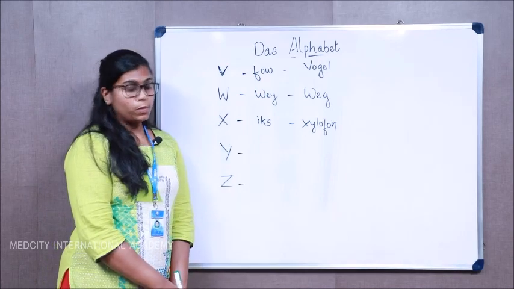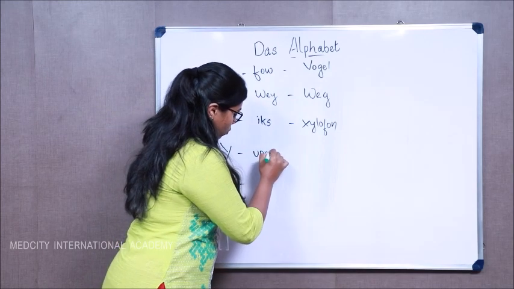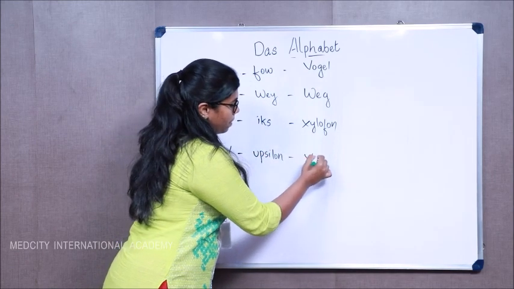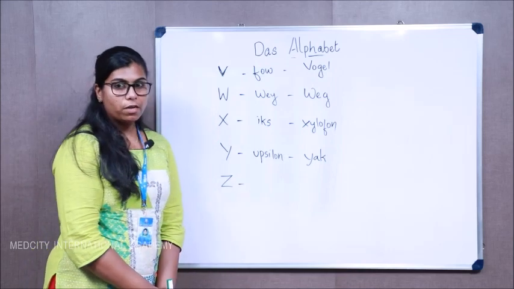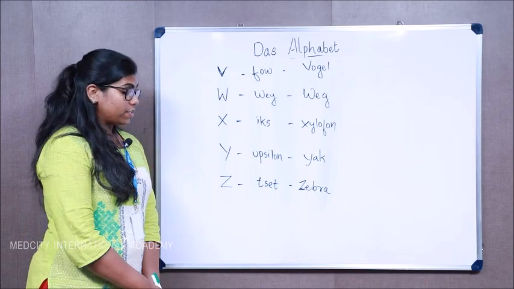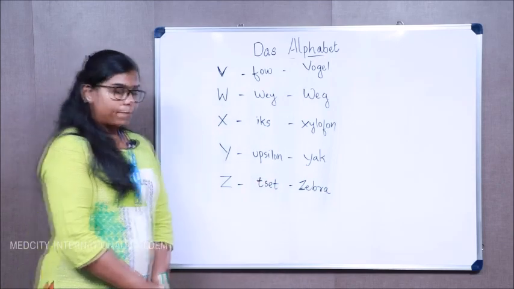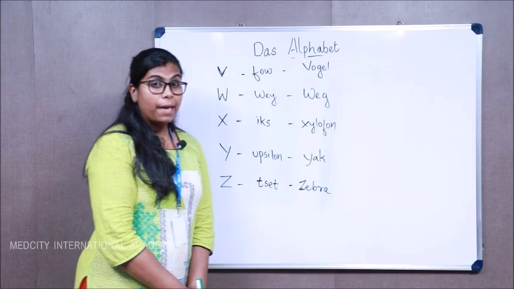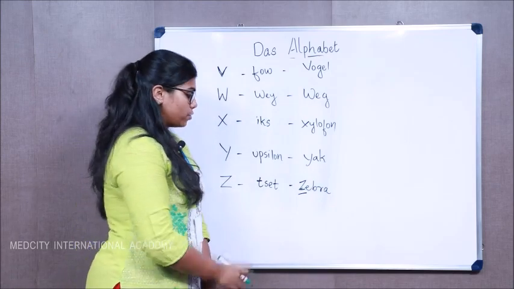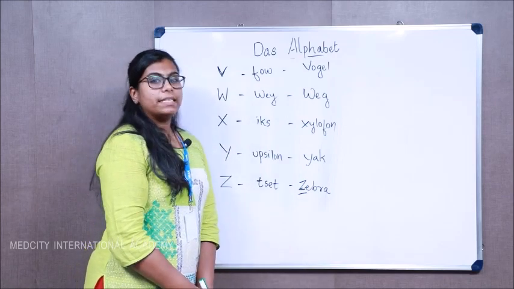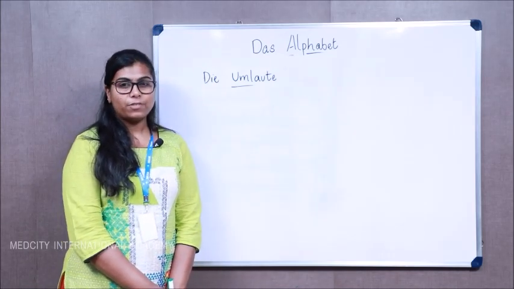So now we are moving to Y, and Y is pronounced as upsilon. It is said as upsilon, and for example, Yak. Then we are moving to the last alphabet. It is Z in English, and it is pronounced as Z in German. For example, we can say zebra. Here we are giving additional stress to the Z. So it is pronounced as zebra. Zebra.